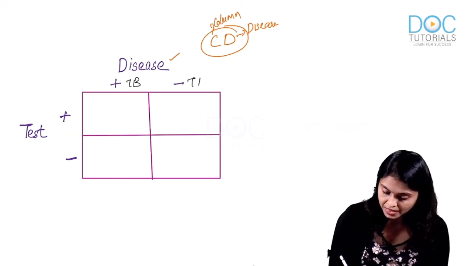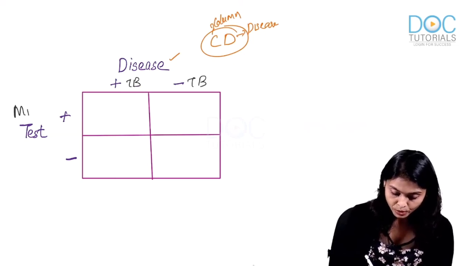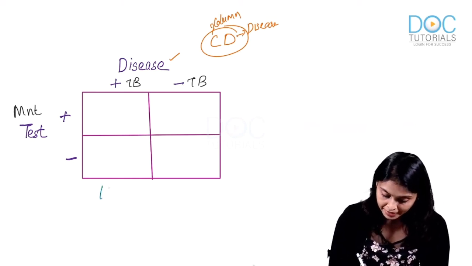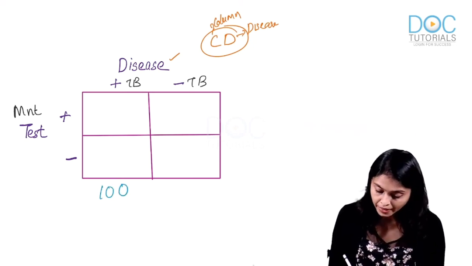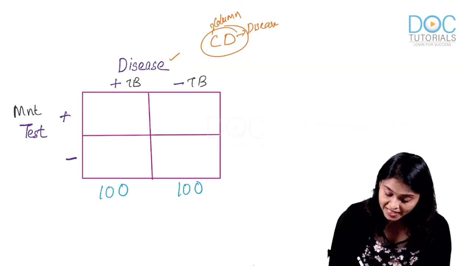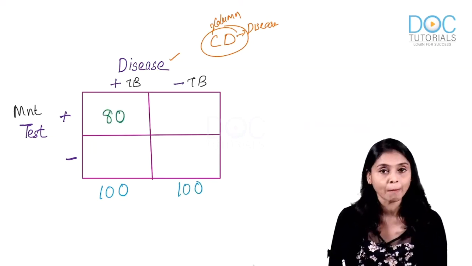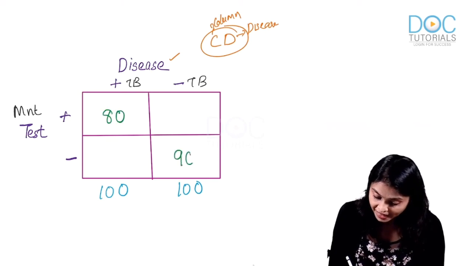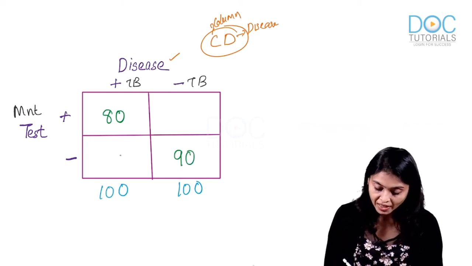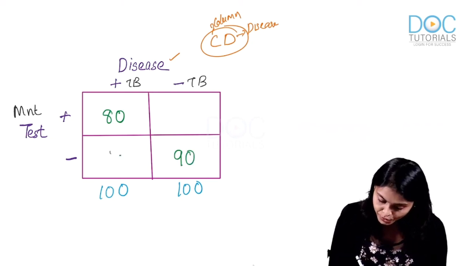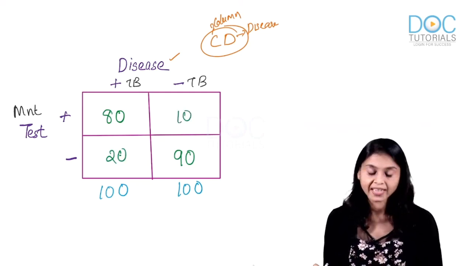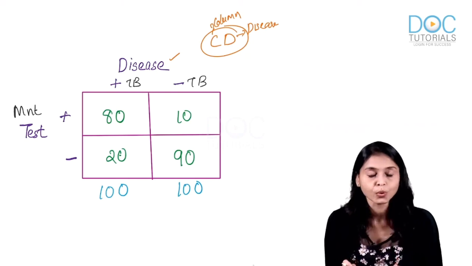TB positive, TB negative, and the test is Mando test. Okay, so I have 100 TB patients and 100 without TB. When I applied Mando, 80 correctly gave me positive Mando and 90 correctly gave me negative Mando. Now, what can I write here? 100 minus 80? 20. And what can I write here? 100 minus 90? 10. This is how you construct a 2 by 2 table.